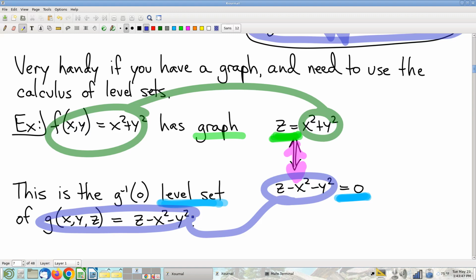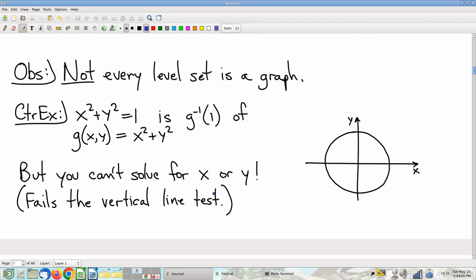Very soon, we're going to be learning some calculus of level sets. And so this is the function to which I will apply the calculus of level sets to draw some neat conclusions that are very hard otherwise to do from a graph point of view. Okay. All right, a little bit of bad news. Oh, how am I on time? Okay, this will be a good ending point.